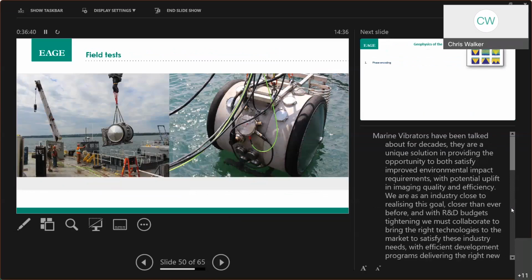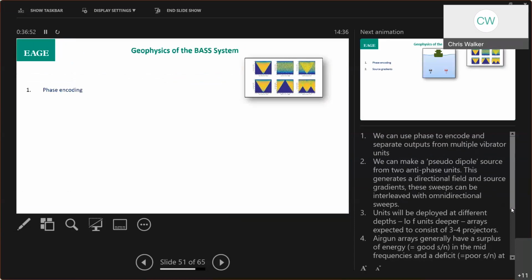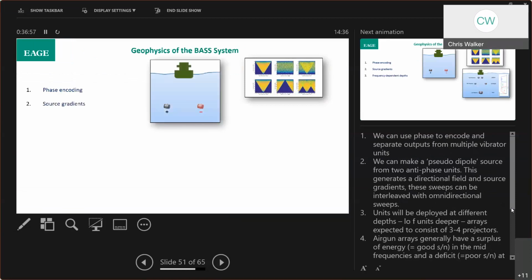So these are some pictures that Tim very kindly provided from field tests of the BAS system, showing the units being lowered into what looks like a Norwegian fjord. Next slide, please. So with the BAS system, we can put in phase encoding, and we can use source gradients.